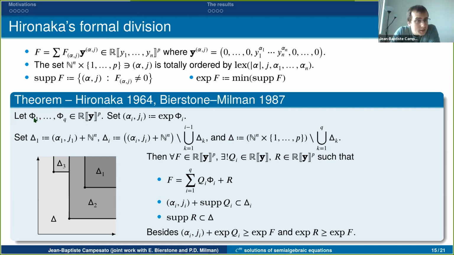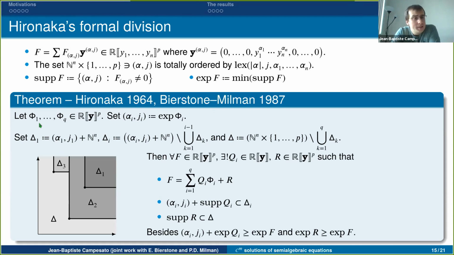So first, I start with phi 1. I take its initial exponent. I put it in the space of exponents, and I take the first quadrant coming from this point, so everything which is above and on the right. On this drawing, I assume that n is equal to 2 and j is equal to 1 because I only have a two-dimensional screen, but it generalizes easily for a higher p and a higher n.